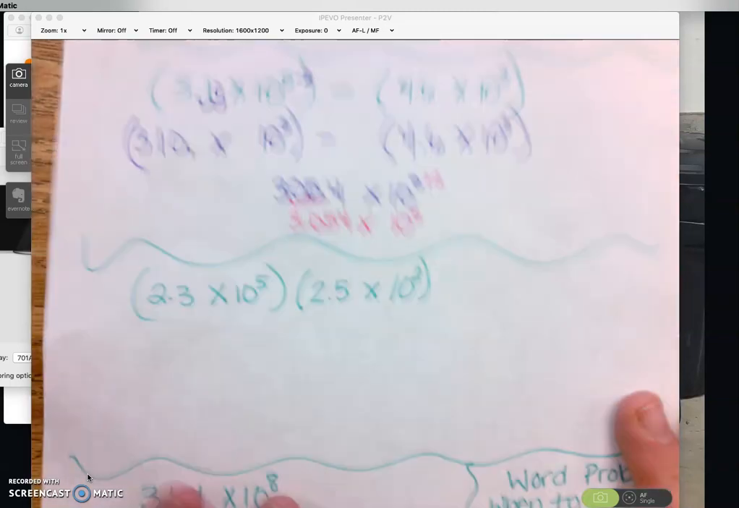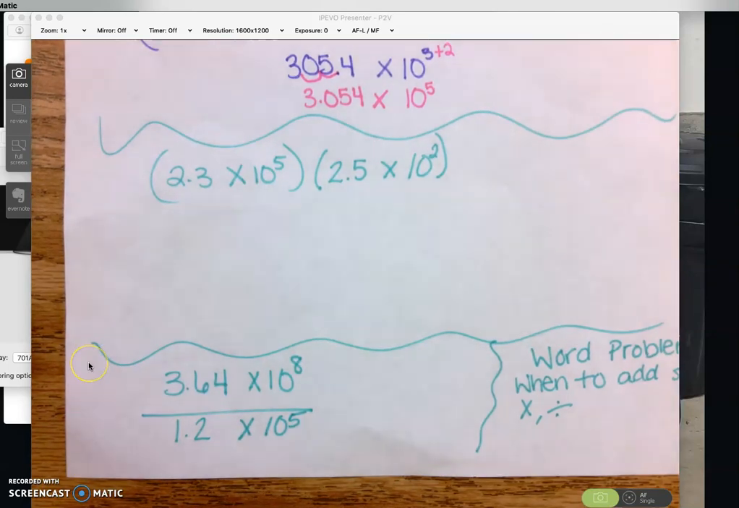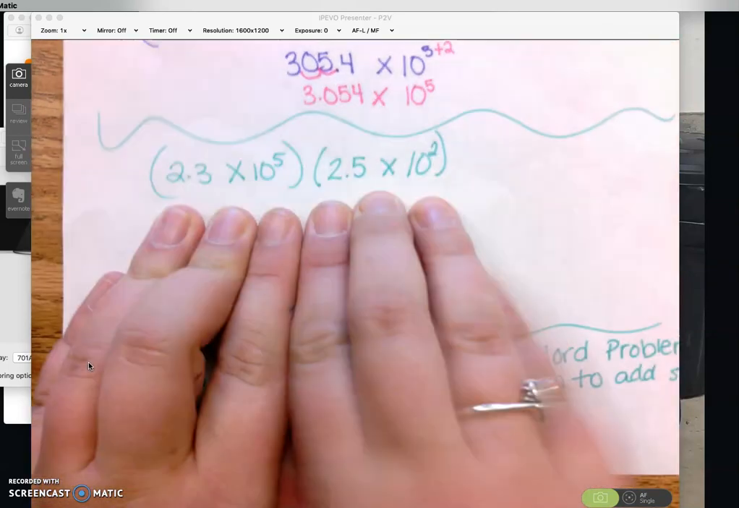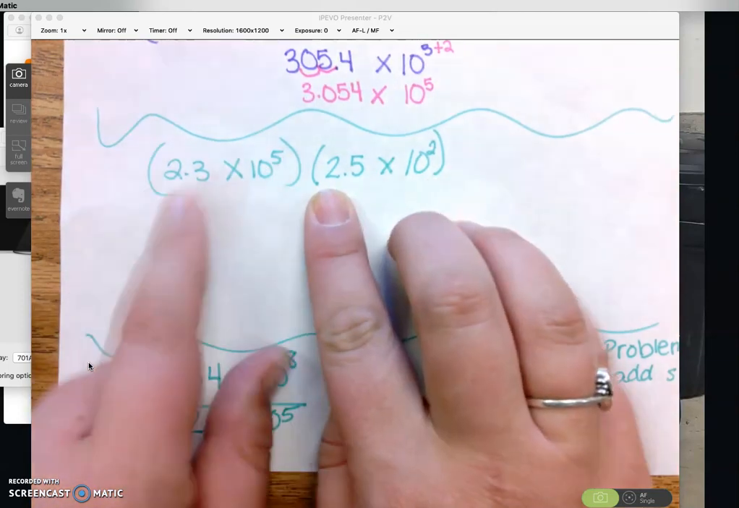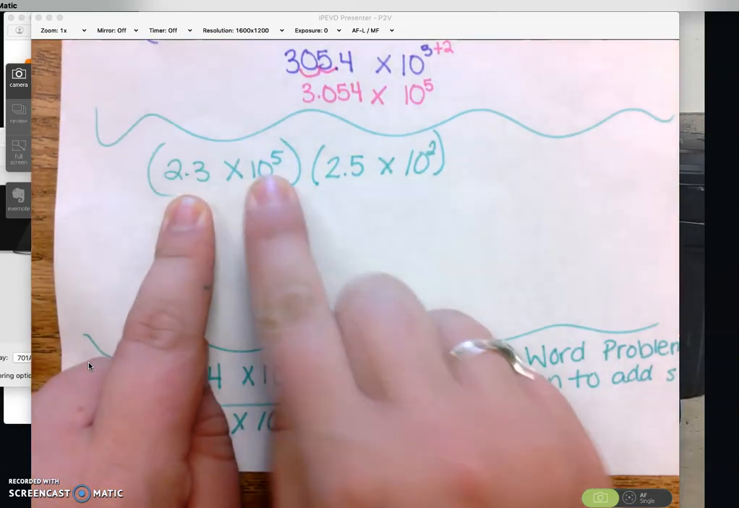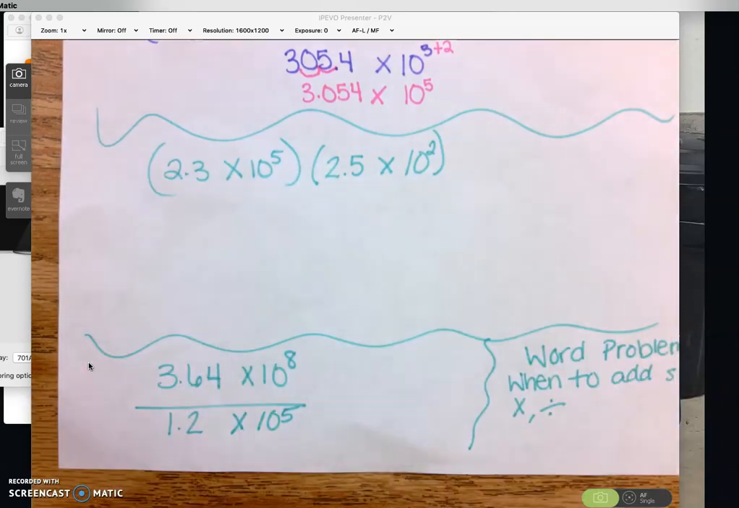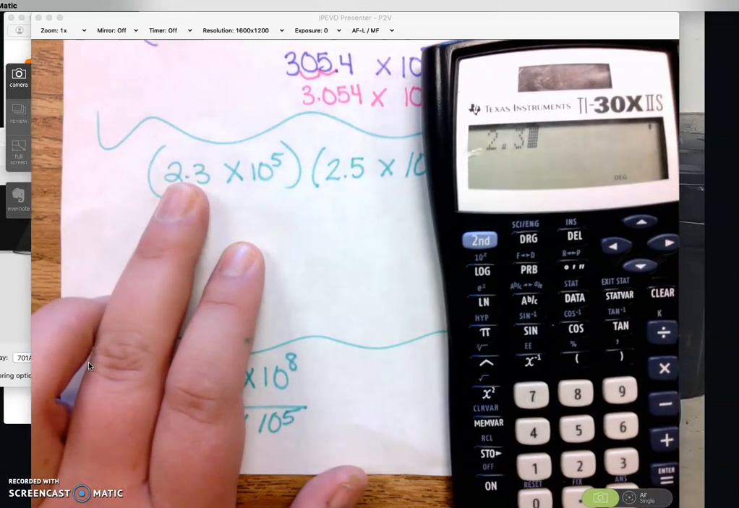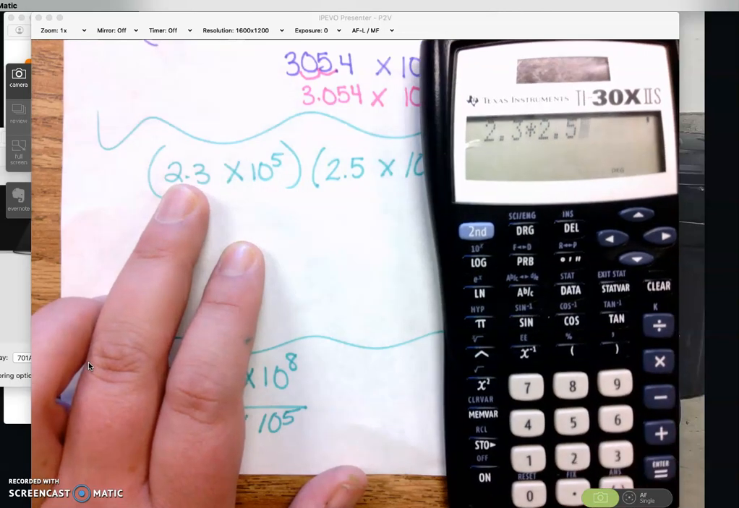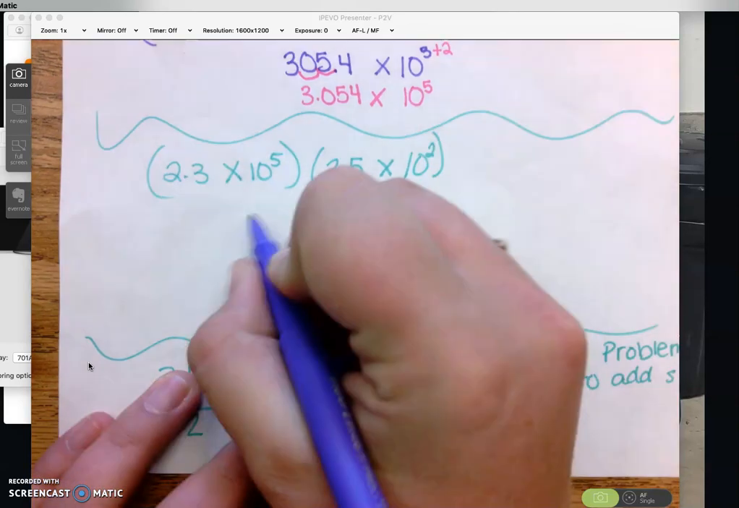All right, the next two. Okay, so the next one is a product. I'm multiplying. Remember, everything is multiplying. It's 2.3 times 10 to the 5th times 2.5 times 10 to the 2nd. So this is where you can multiply your decimal numbers together. So 2.3 times 2.5, 5.75.